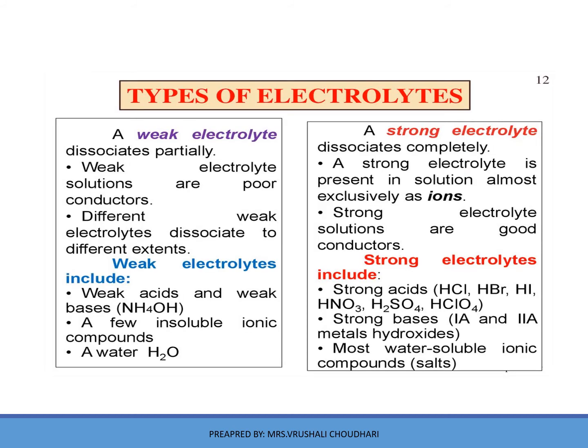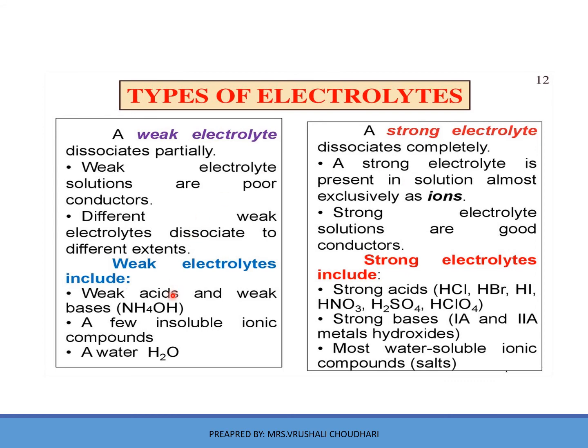Here we can see the difference between a strong electrolyte and a weak electrolyte. A weak electrolyte dissociates partially, meaning only a small amount will form cations and anions. A strong electrolyte dissociates completely. All salts and strong acids dissociate completely to form cations and anions. Weak electrolyte solutions are poor conductors as they contain fewer cations and anions. Strong electrolytes are good conductors as they contain large numbers of cations and anions.